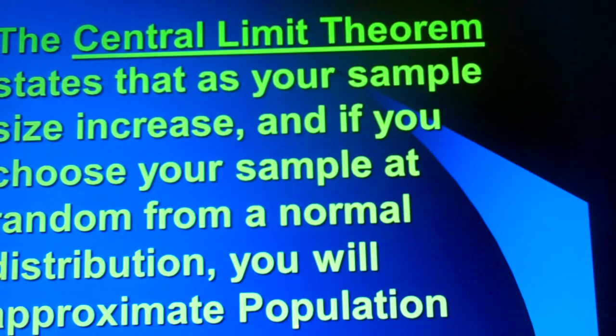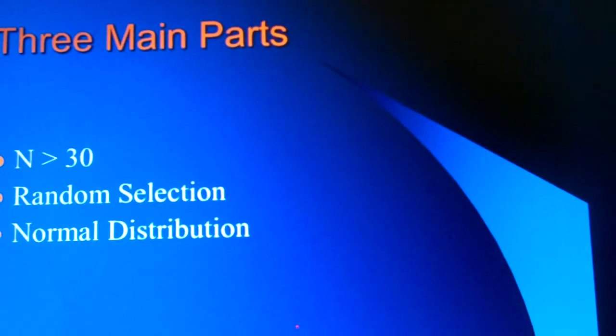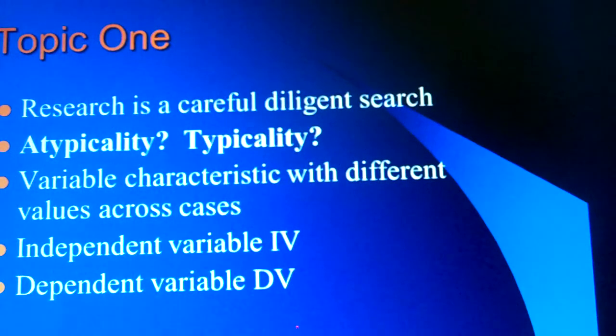Central limit theorem states, as the sample gets larger and larger, and if you choose your sample at random from a normal distribution, not skewed but normal, you will approximate population parameters. That is your central limit theorem. In two parts, your n must be bigger than 30. You must choose your people at random, again, from a normal, non-skewed distribution. And you know what skewed means from our first exam.